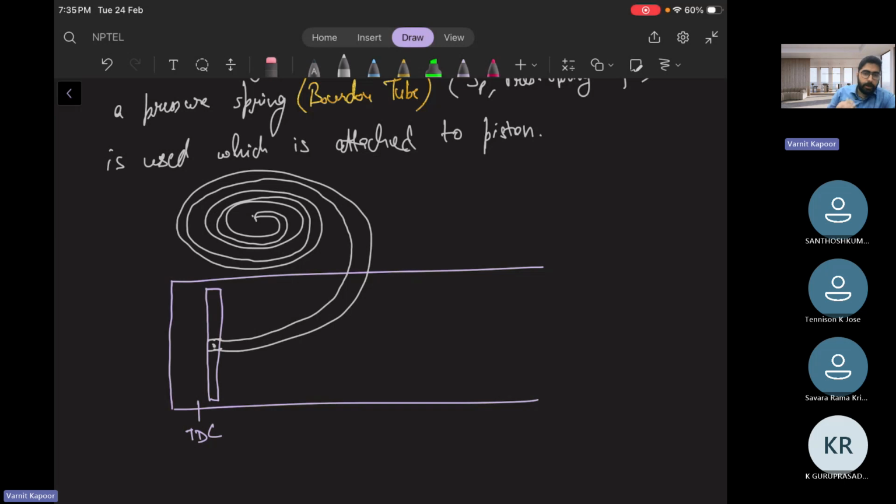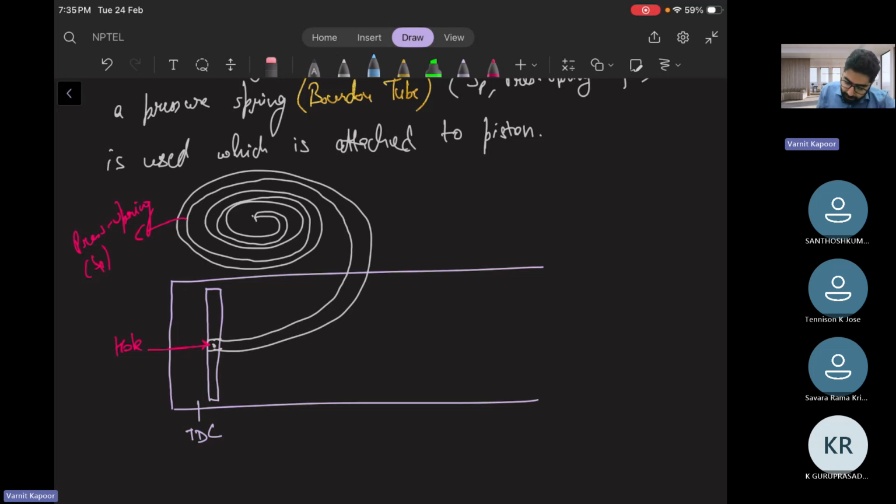Okay, and as the piston moves, the pressure changes, and this pressure spring mechanism flaps in or flaps out. Okay, so there is a hole here. Okay, this is a pressure spring. Okay, so stiffness is SP.